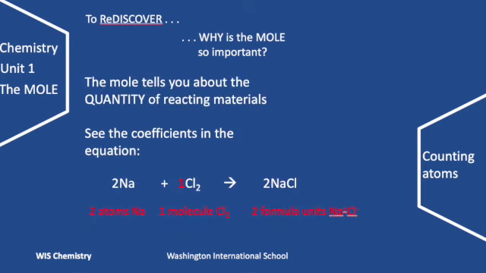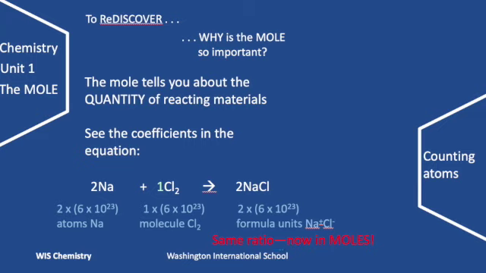What does the equation read? 2 atoms of sodium, 1 molecule of chlorine, gives 2 formula units of sodium chloride, Na+ Cl-. Formula units because it's an ionic compound.